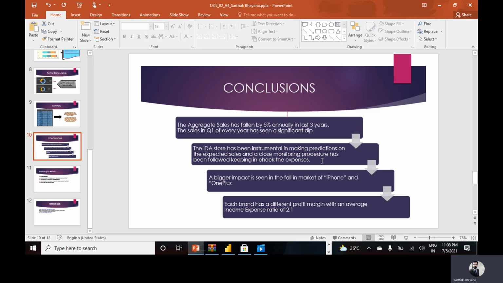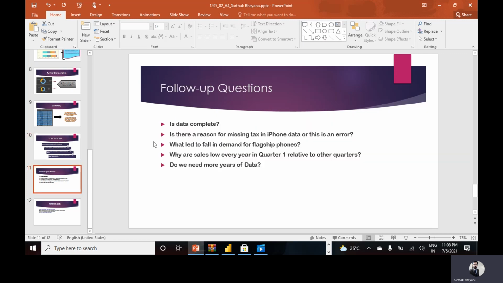And the final point is that IDA has been really instrumental in monitoring its experience and making reasonable predictions on the sales amount, which would help them manage their inventories or help them reduce their redundancy cost in the future. Our further follow-up questions would be to see if the data here is all complete and legit, and secondly, if more data could be collected, or if there are any data errors that could be further recognized, which have been imported while importing this data from the admin systems.